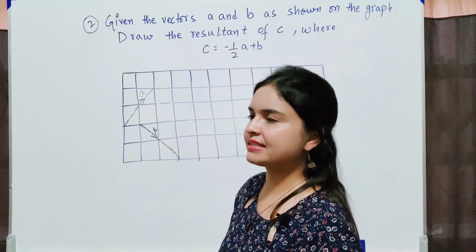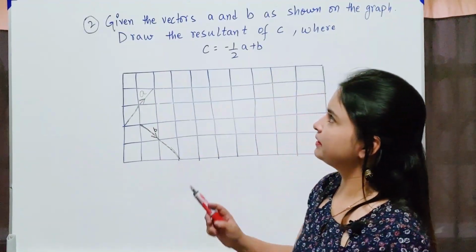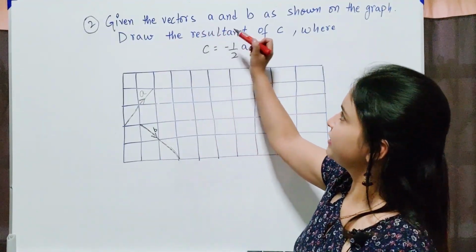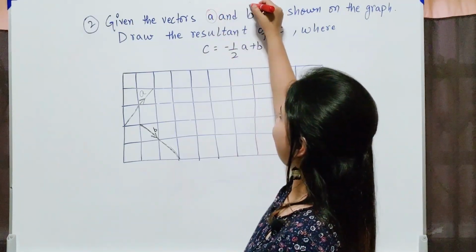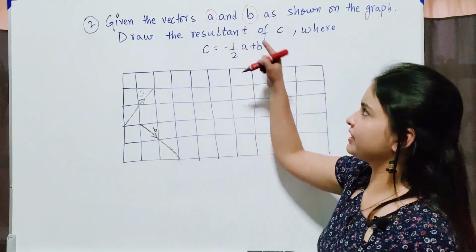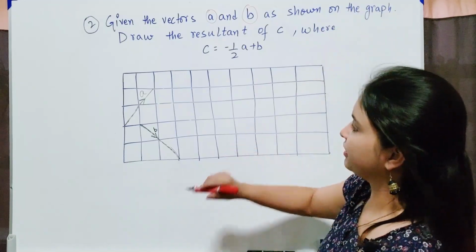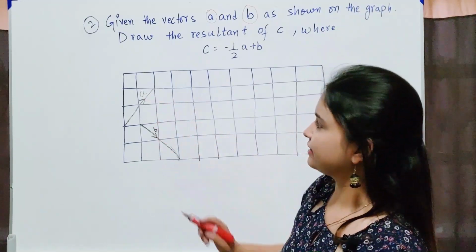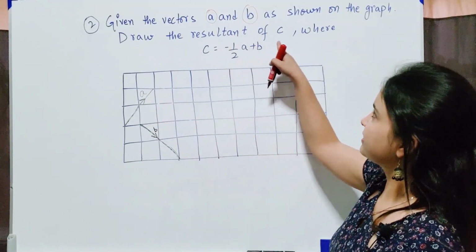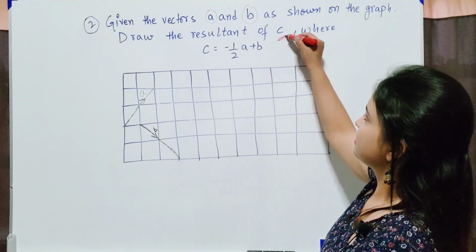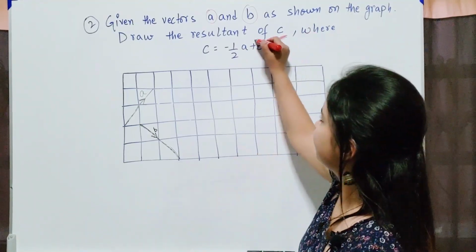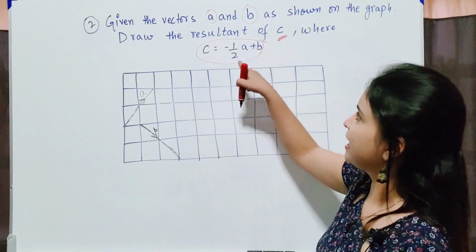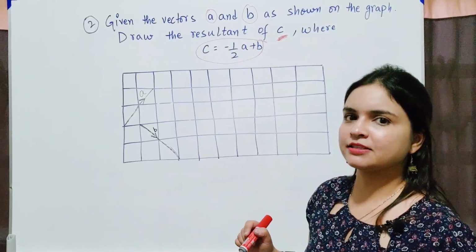Look at the second example. In this example, the question says, given the vector A and B. Okay, I have two vectors A and B as shown on the graph. This is my vector A, this is my vector B. Draw the resultant C, where C is minus half of A plus B.